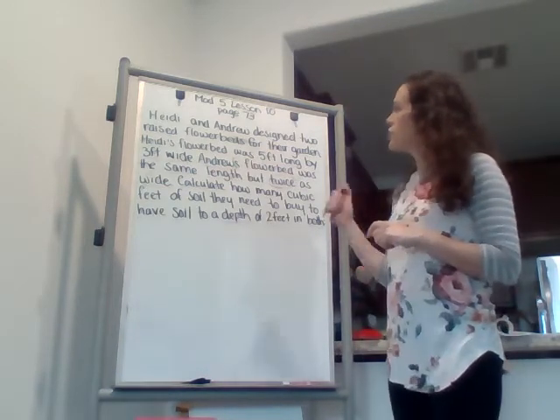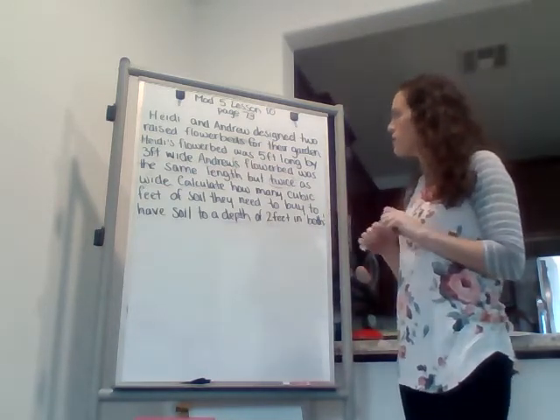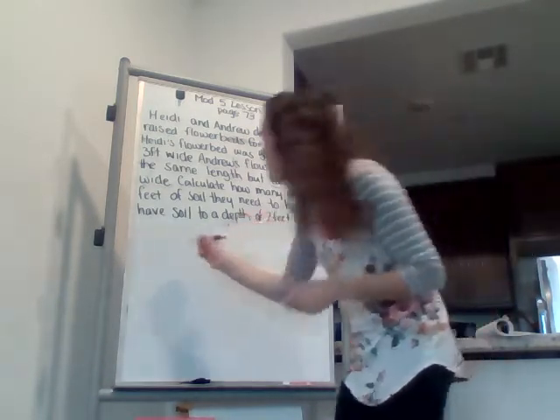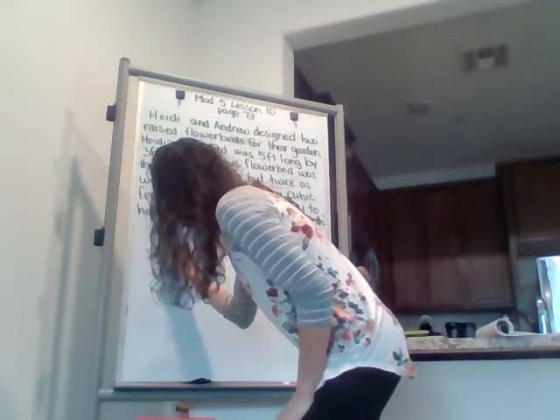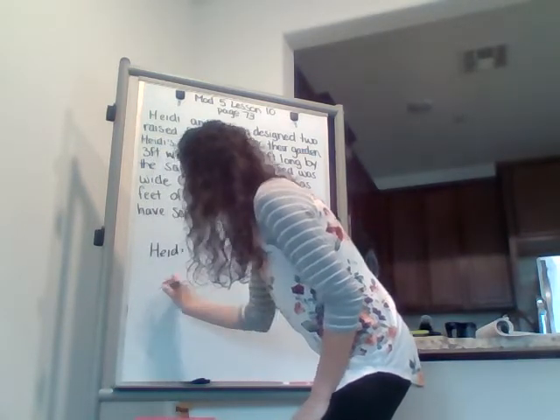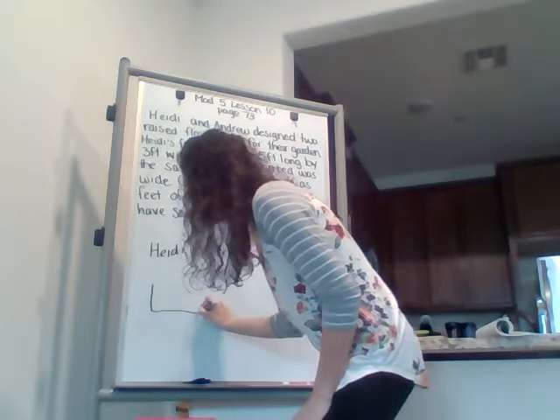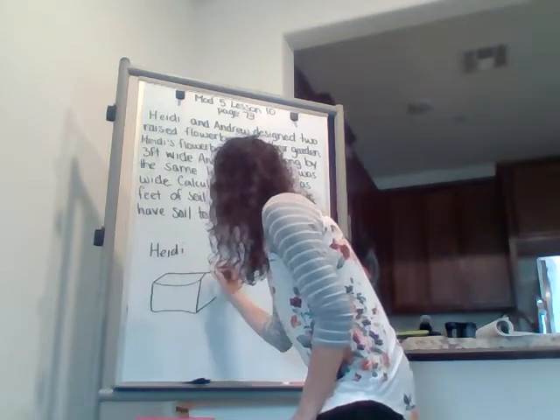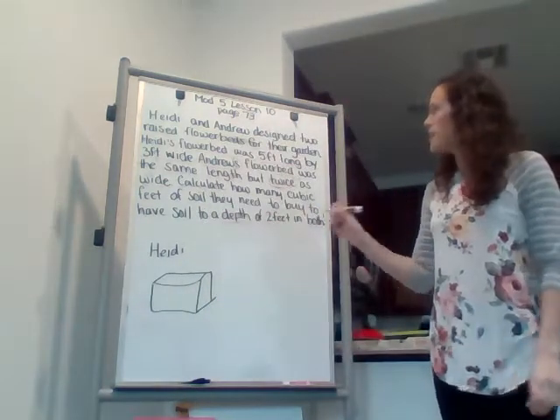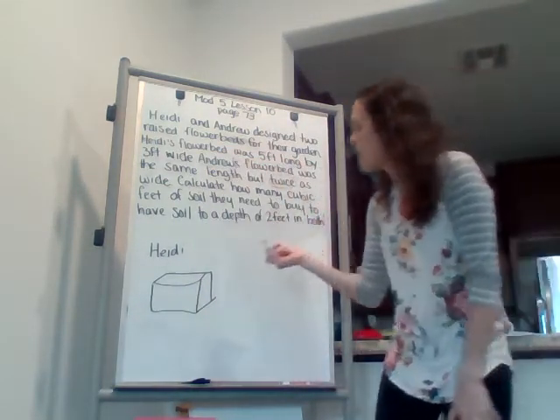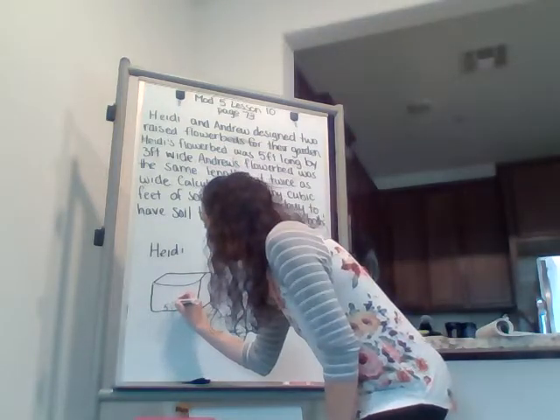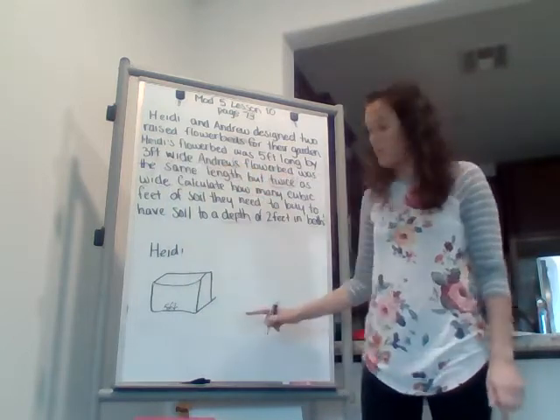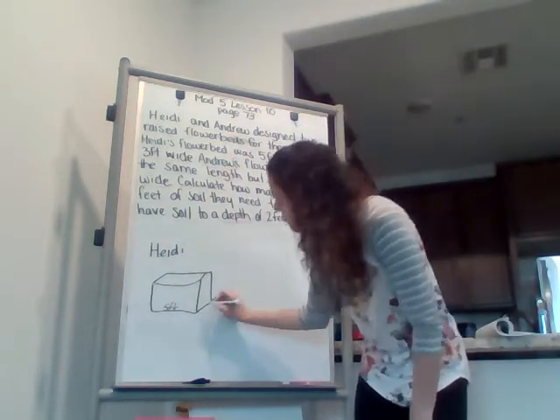Heidi and Andrew designed 2 raised flower beds for their garden. Heidi's flower bed was 5 feet long. So I'm going to start with Heidi, because they started with Heidi. And I know that a flower bed is going to be some sort of rectangular prism, right? So I'm going to draw one. Doesn't have to be perfect, just the best you can do. And it says her flower bed was 5 feet long, so I'm going to label that 5, by 3 feet wide. So 3 feet here.